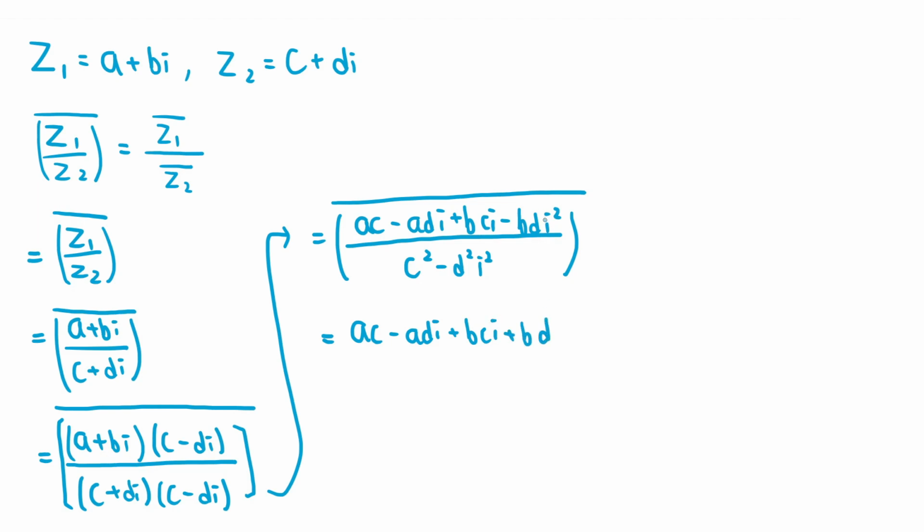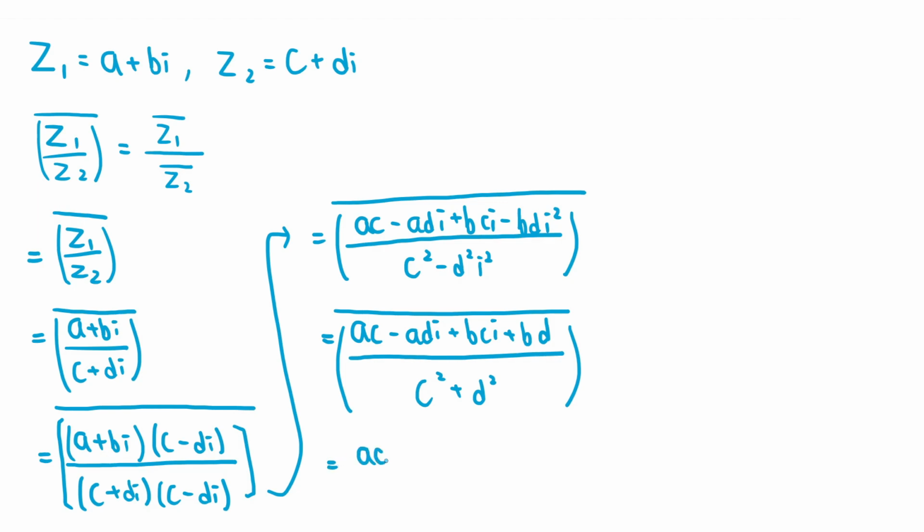bd, and what we've done is we've replaced the i squared with -1, so negative bd times -1 is just positive bd. And the denominator becomes c squared plus d squared, since if we replace i squared with -1, then negative d squared times -1 is just positive d squared. And all of this is under the conjugate. If we combine the real and imaginary parts for the complex number inside the brackets, this becomes ac plus bd over c squared plus d squared plus parentheses negative ad plus bc over c squared plus d squared times i.